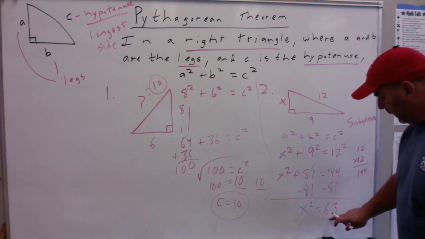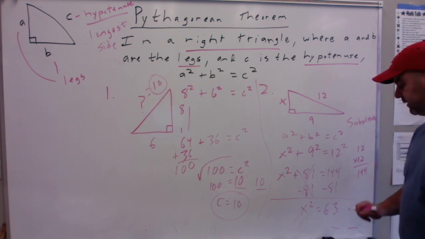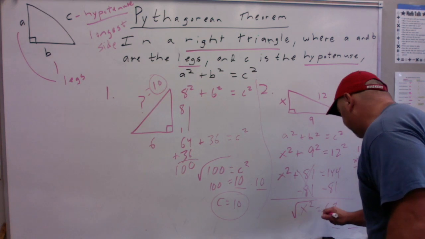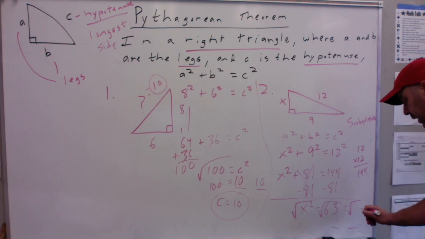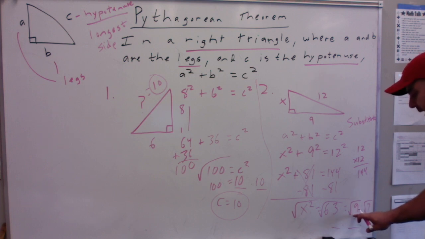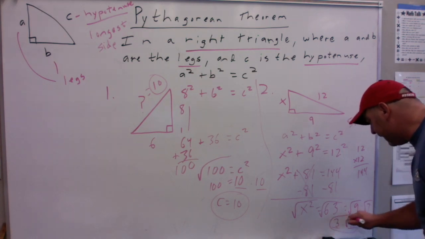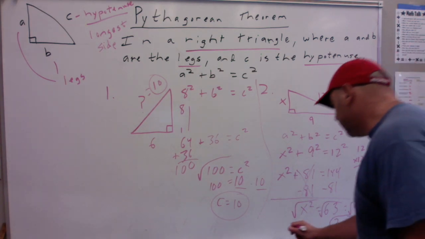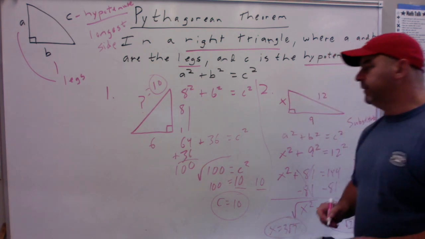Now, what times itself gives you 63? Nothing exact, okay? It's almost 8, but the thing is, take the square root of both sides, right? And I break this down into the square root of 63. What? 9 times 7. So 9 times 7 is 63. So I'd break that down into the square root of 9 times the square root of 7. Square root of 9 is 3, times the square root of 7, and that is my answer. Okay? 3 square root of 7. So x equals 3 square root of 7. And that's how I would write my answer.